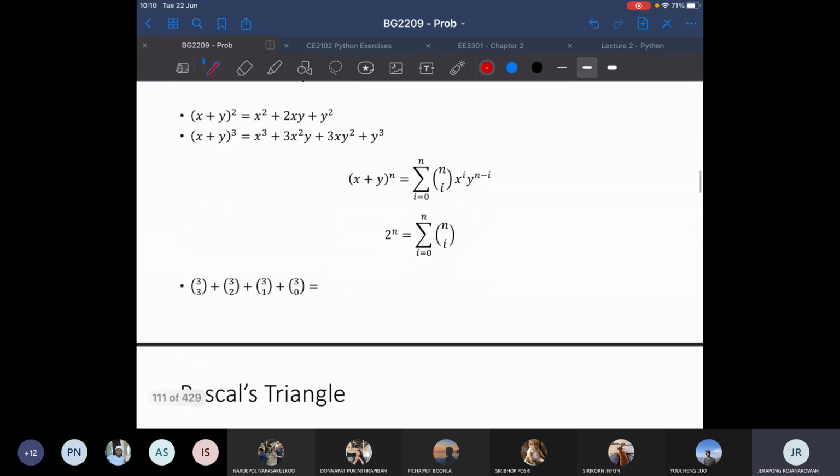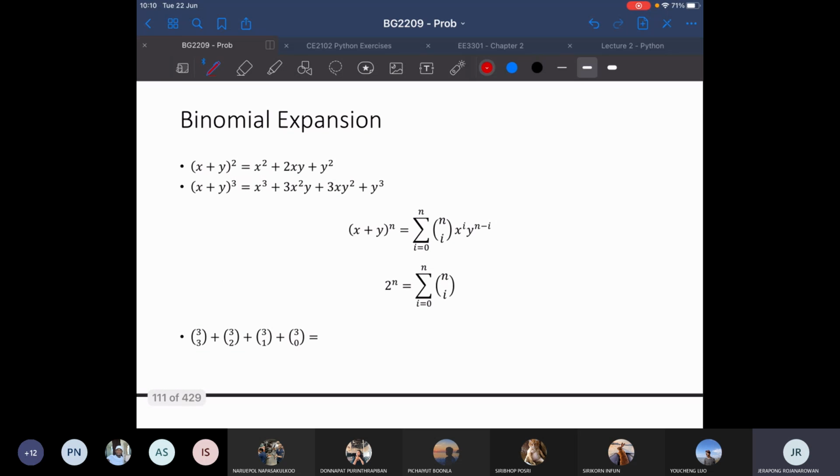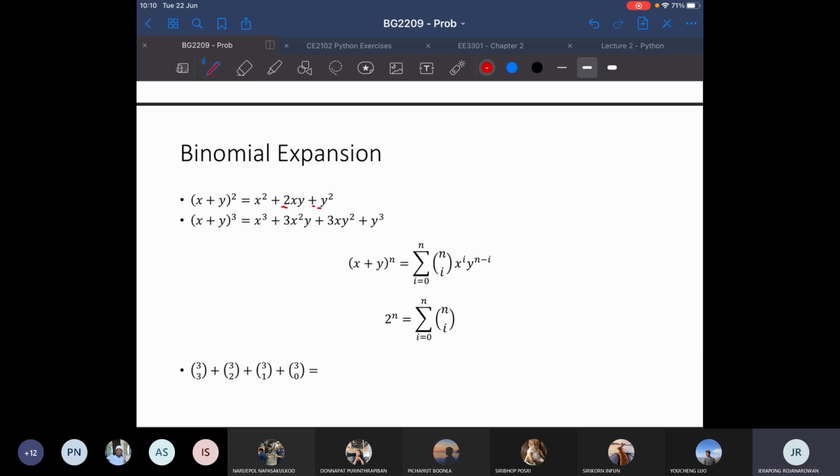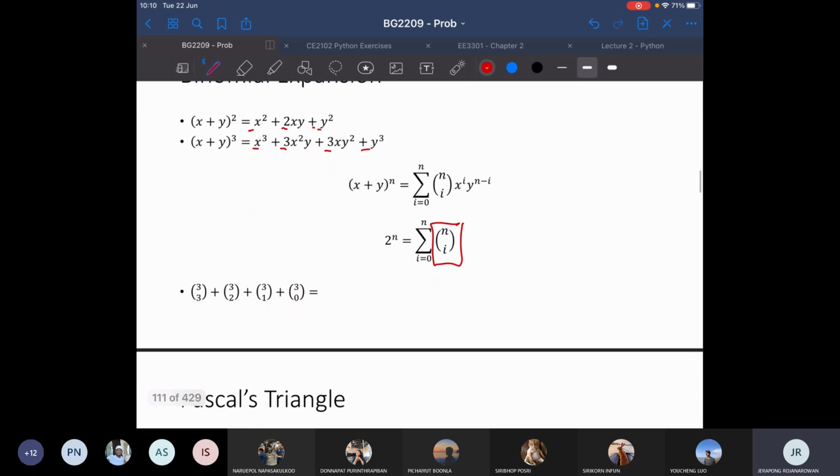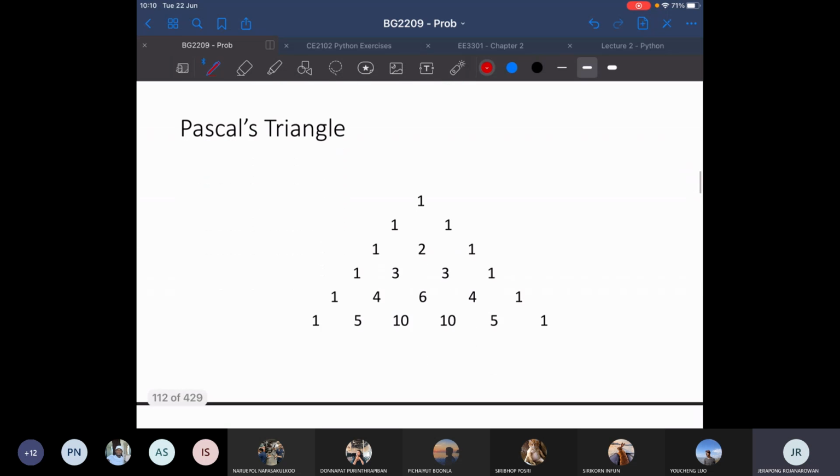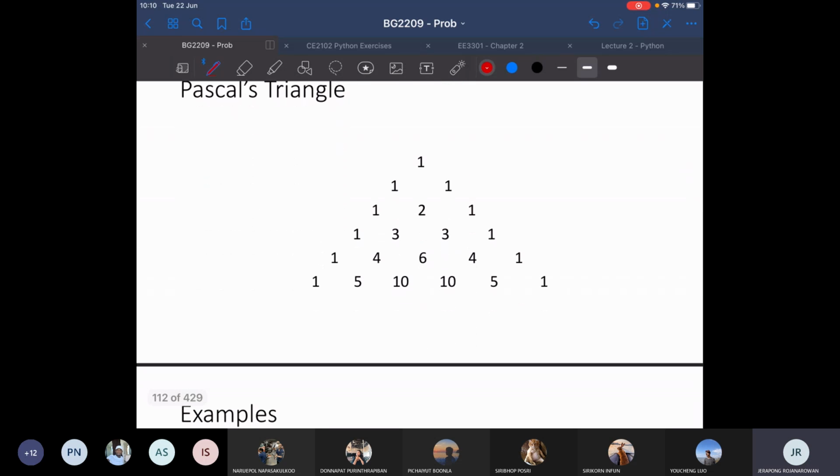So this is going to be the binomial expansion. If you remember, this is called the binomial coefficient, which is n choose i. Then there's Pascal's triangle, where you can also get this. This one is nCr also. This is going to count as row 0, row 1, row 2, row 3, and so forth. This counts as item number 0, item number 0, item number 1.